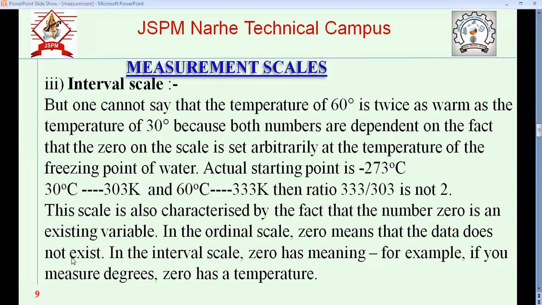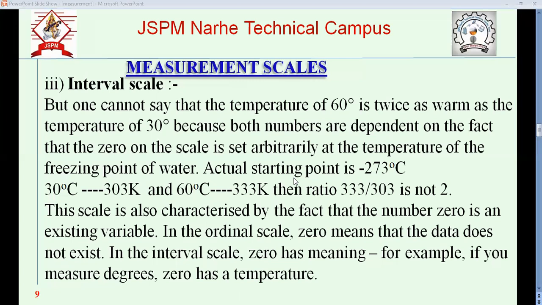Now suppose we take the example of 60 degrees and 30 degrees. Whether 60 degrees is double that of 30 degrees. Can anyone tell whether it is double? Can 60 degrees be double that of 30 degrees? No. Why is it no? Because the absolute zero is different.